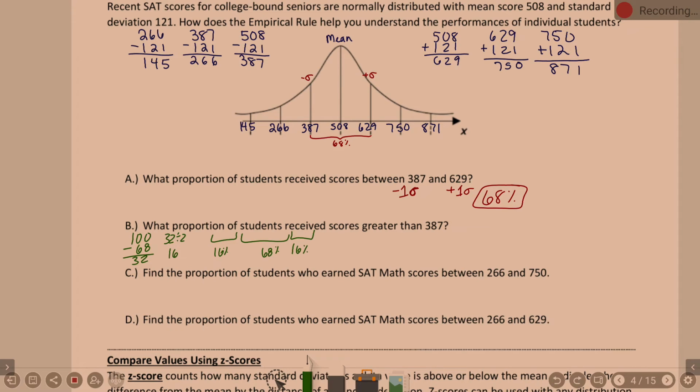Where was 387 at? 387 is right here, isn't it? So then that asks us, what is 68 plus 16, which is 84%. Anyone else do that a different way? I had a different way that I thought about also.